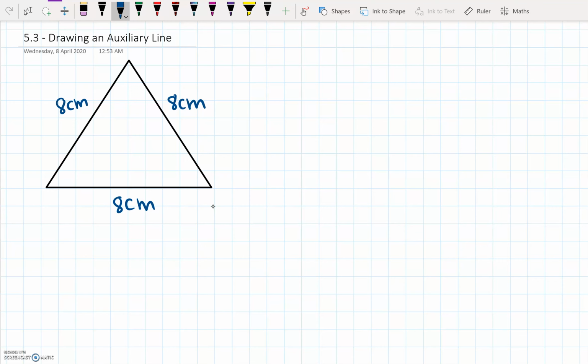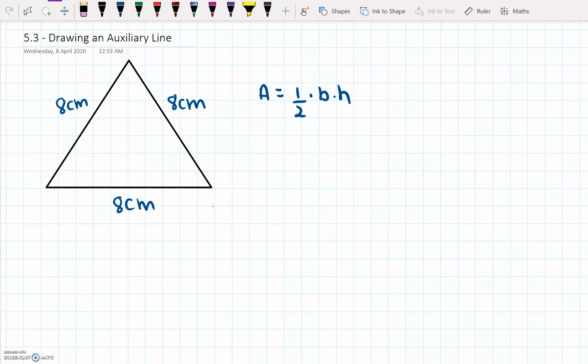Remember, the area of a triangle is half times base times height. We know the base. The base is 8 centimeters, but we don't know the height. Now this is where we need to draw what we call an auxiliary line. Auxiliary just means help. You don't really need to use the term auxiliary. I'm not too worried about you guys learning that.